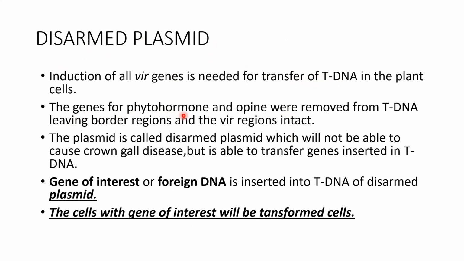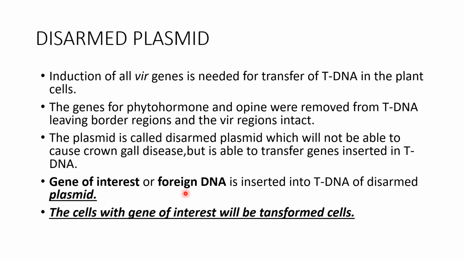So the genes for phytohormone and opine are removed from the tDNA. Only the border regions and one region on the plasmid remain intact. Other genes have been removed. When we remove the oncogenic genes and opine region from the tDNA, the plasmid having such tDNA is called a disarmed plasmid. This plasmid is called disarmed because it doesn't have any oncogenic region or opine catabolism region, so it will not cause disease in the plant. But if we insert our gene of interest into that DNA, it will get integrated into the host genome.